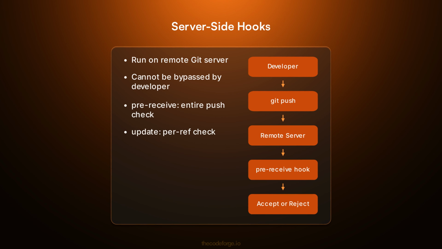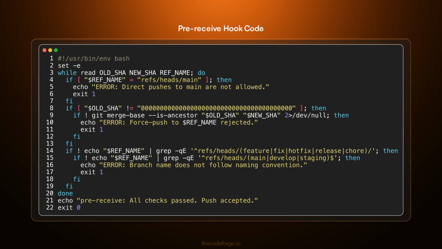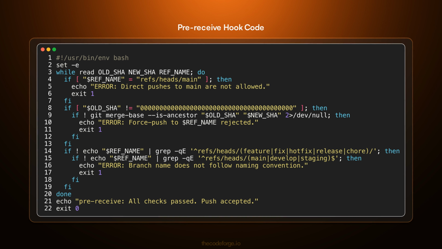Server-side hooks run on the remote repository after a push, but before the refs are updated. They cannot be skipped with any client flag, making them the only truly unbypassable enforcement. The pre-receive hook runs once per push, while update runs once per branch or tag. This pre-receive hook enforces 3 rules: no direct pushes to main, no force pushes, and branch names must follow a convention. It reads each ref from stdin and rejects the entire push if any rule fails.